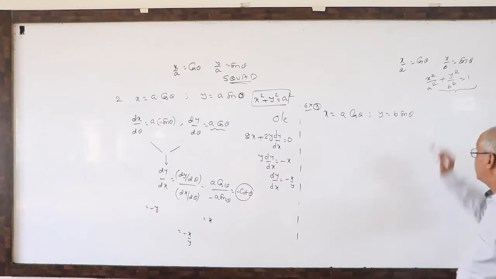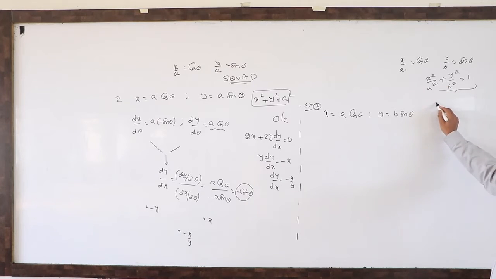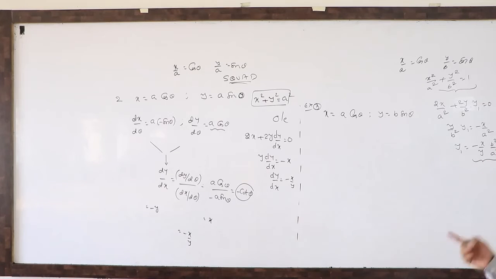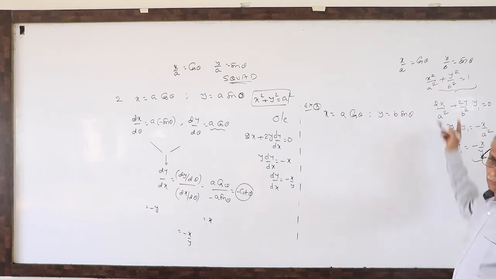Now, this equation you have differentiated: 2x by a squared, 2y by b squared times the derivative. Then the 2 cancels, y by b squared dy by dx equals minus x by a squared. Then the derivative is minus x by y times b squared by a squared. Completed. This is the answer in terms of x and y both. First we eliminated and then we did differentiation.